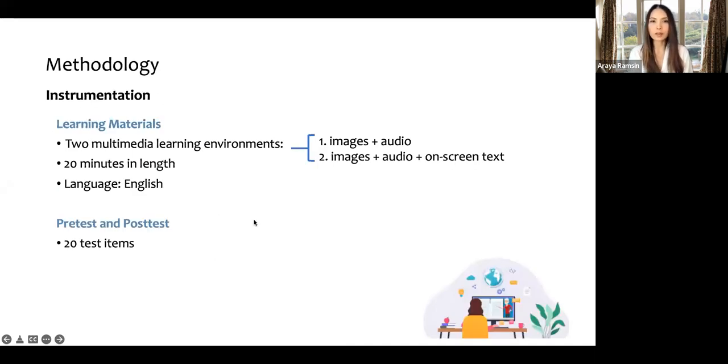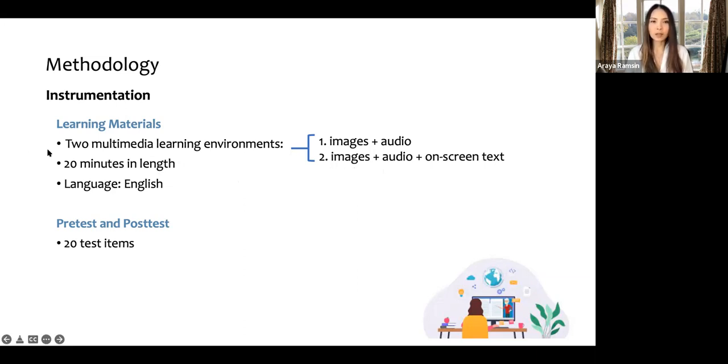So here is the methodology. For the instrumentation, there were two sets of instrumentation. The first one is the learning materials. There were two multimedia learning environments, which were images with audio, and images with audio and on-screen text. The content in both multimedia learning environments was exactly the same.